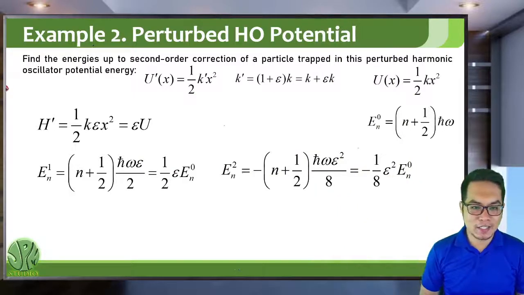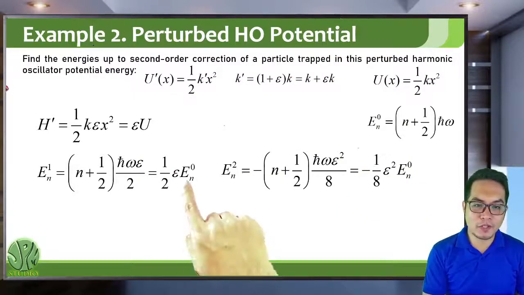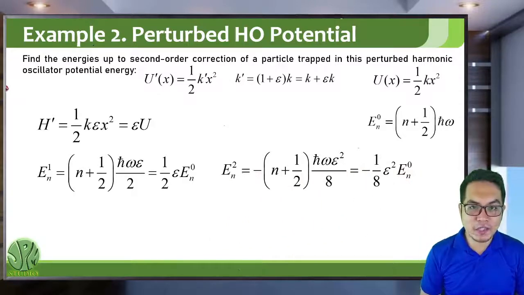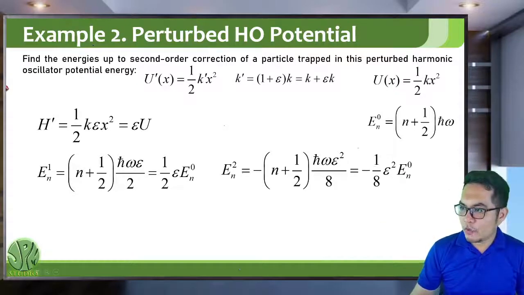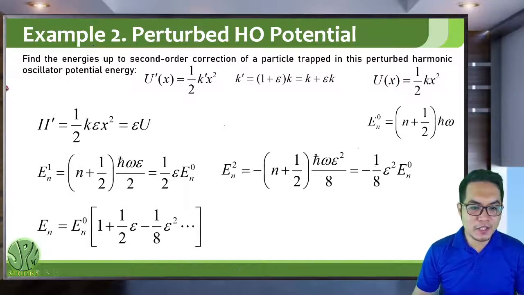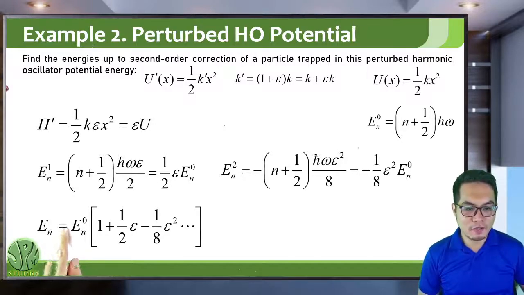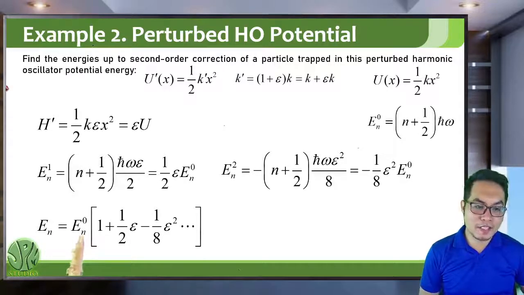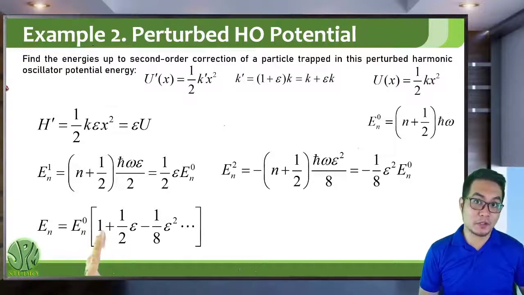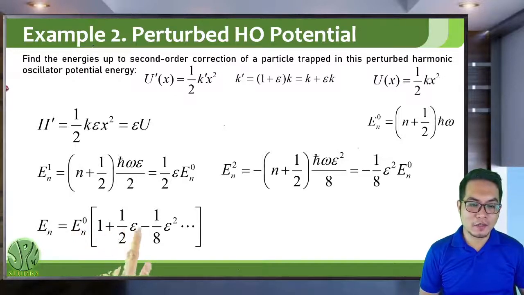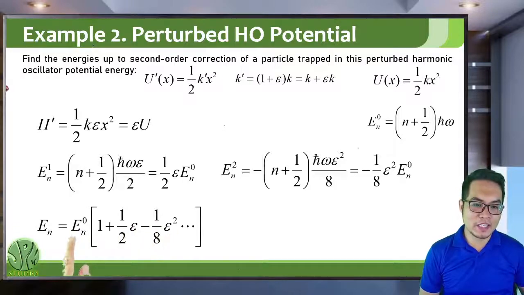So you will notice that the first order correction and the second order correction can be written in terms of the unperturbed energies En0. If you are trying to find the energy up to second order correction, then you can factor out En0. So the zero order is the unperturbed energy, En0. Then the first order correction, 1/2 epsilon En0. And the second order correction, negative 1/8 epsilon squared En0.